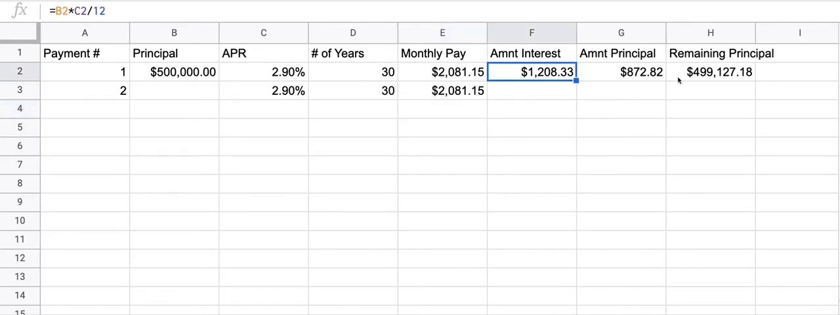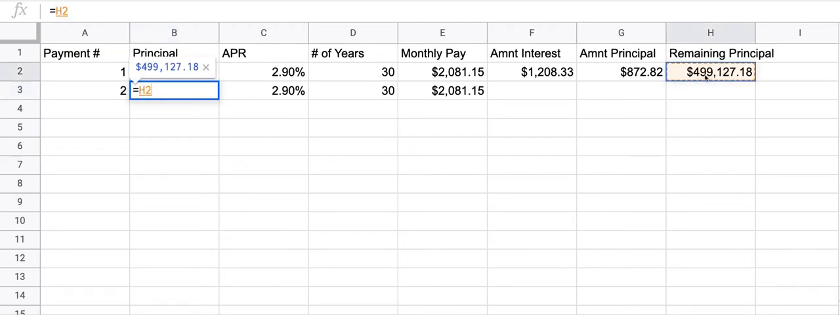And then for the last 3, I'm actually going to, well, here, before I do that, I'm going to go to principal. So the principal for month number 1 was $500,000, but then we spent $872 to knock off some of that principal. So our remaining principal is this much. So now this carries over into our principal for payment number 2, which would be month 2. So this cell is equal to the remaining principal from the previous payment. So it's equal to this $499,000. Okay.